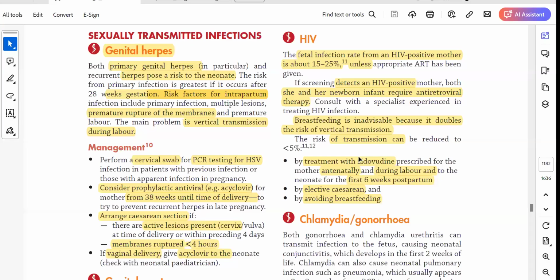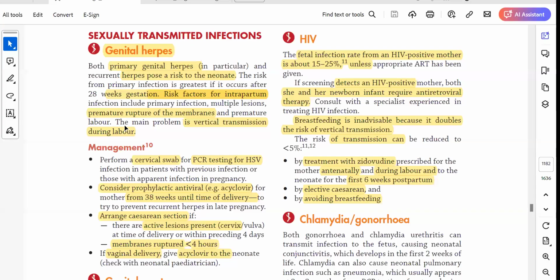Next, genital herpes. So both primary genital herpes and recurrent herpes can be a risk to the neonate. The risk from primary infection is greatest if the infection occurs after 28 weeks of gestation. So after the second trimester, if there is infection, then it is risky for the baby. The main problem is vertical transmission during labor.